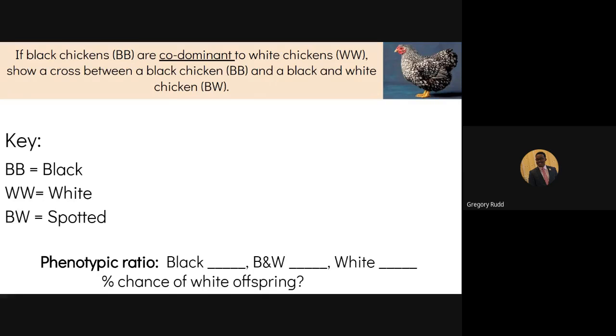Our key tells us what our genotypes are and what the corresponding phenotypes are for each of those genotypes. So we've got the genotype, which describes the genetic makeup. It uses the alleles, the letters. We've got the genotype BB. That corresponds to a black phenotype. Phenotype describes the physical characteristic. We also have the genotype WW. That's also homozygous because they're the same allele. And that genotype describes a white phenotype.